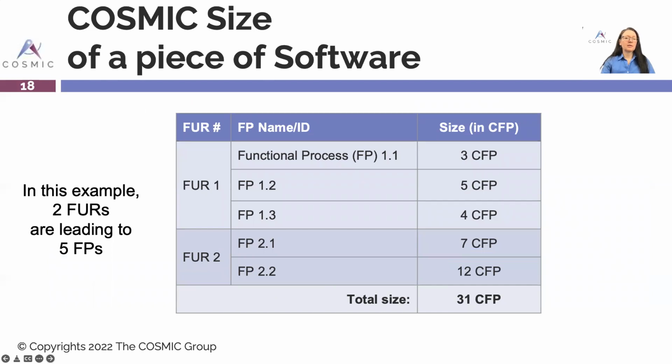In the following example, which is generic, we've got 2 functional user requirements that are detailed into 5 different functional processes. What we measure is individual functional processes, and suppose that these 5 functional processes have been measured, then we make the total, and this project is 31 COSMIC function points. So those 31 COSMIC function points really represent the number of data movements.